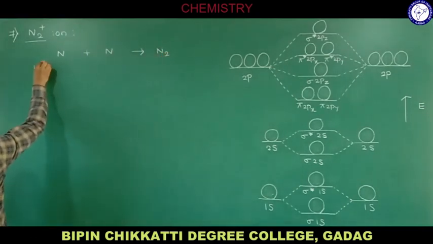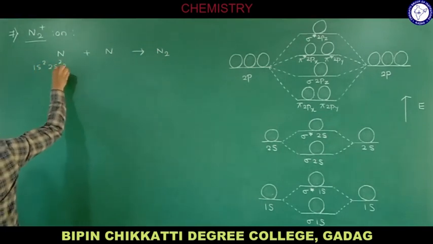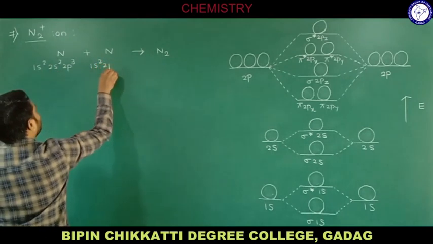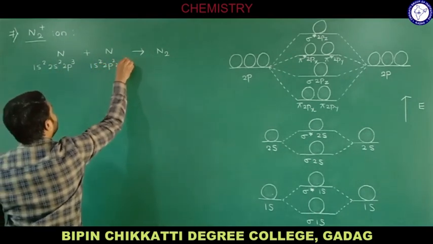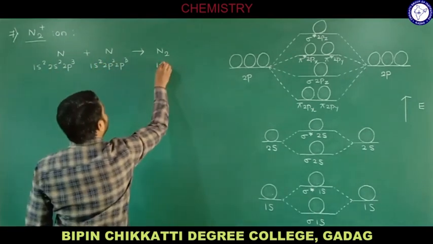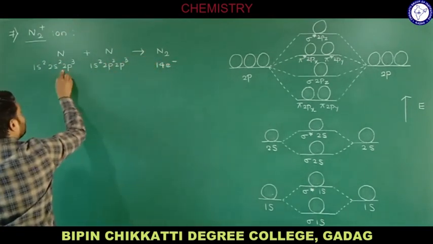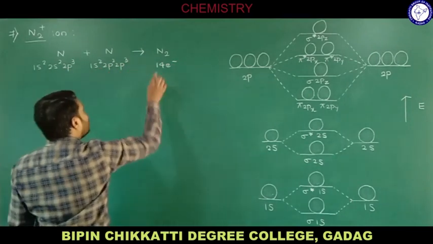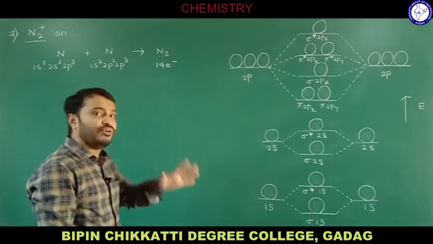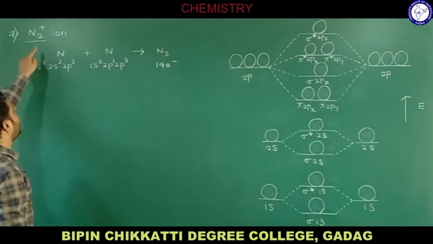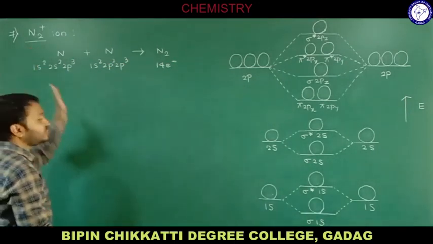Nitrogen's atomic number is 7, therefore the electronic configuration will be 1s2, 2s2, 2p3. For this nitrogen also 1s2, 2s2, 2p3. So the total number of electrons will be 14, 7 from each nitrogen atom. Totally in a nitrogen molecule we have 14 electrons. But remember, we don't have a nitrogen molecule here.